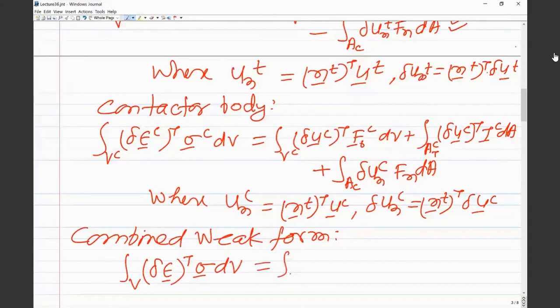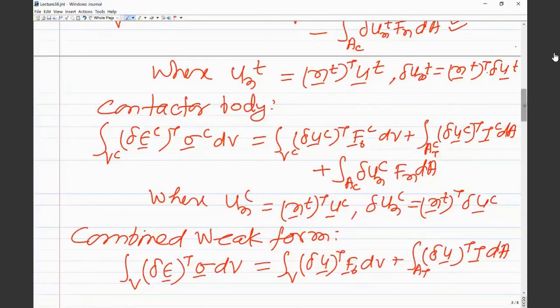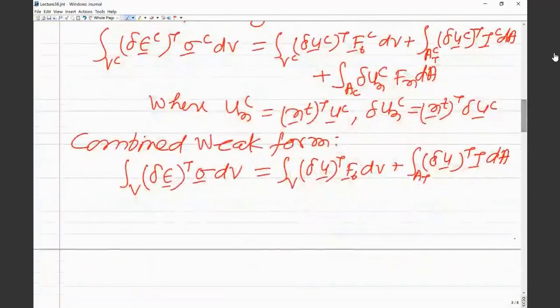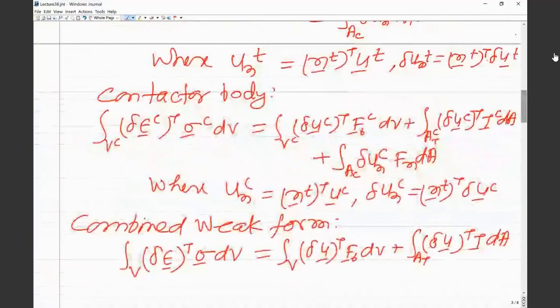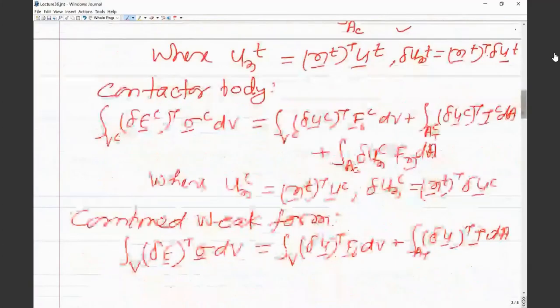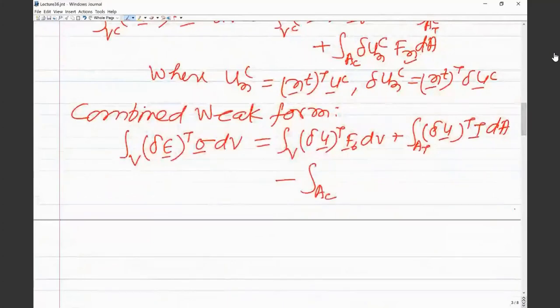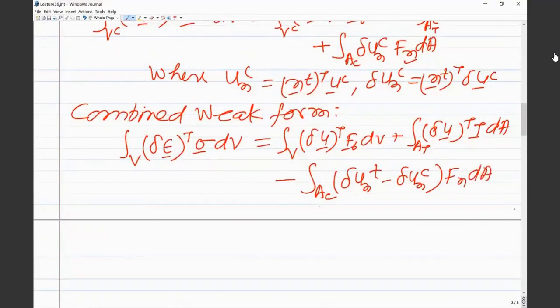And then similarly for the virtual work of body forces and traction forces: delta U transpose into simply FB dV, plus the virtual work of traction, the integration over the area over which the traction is acting, delta U transpose into T dA. These are actually the sum of integrations over the target body plus the integration over the contactor body. And the last two terms, this term and this term, I am going to write here as minus the integration over the contact area of delta Unt minus delta Unc into Fn dA. So you can write the combined weak form in this manner. And as I have already said, this is the contact area.